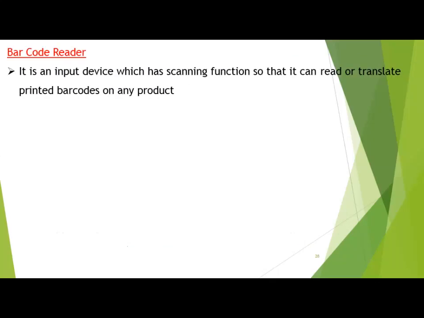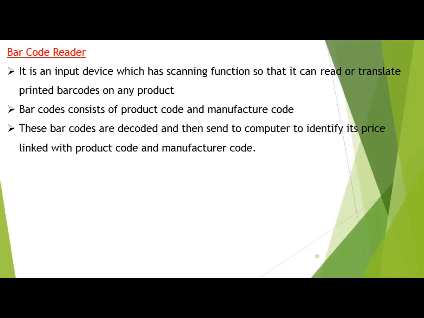Barcode reader. It is an input device which has a scanning function so that it can read or translate a printed barcode on a product. This is a very useful device. A barcode consists of a product code and a manufacturer code. These barcodes are decoded and then sent to the computer to identify the price linked with the product code and manufacturer. You have seen the function of barcodes in retail superstores, where a person scans barcodes, and these barcodes consist of two codes, the product code and the manufacturer code. And these codes are linked with the price of that product.